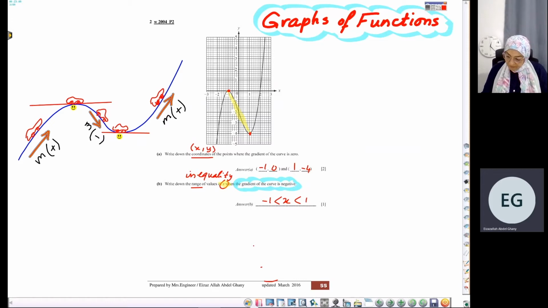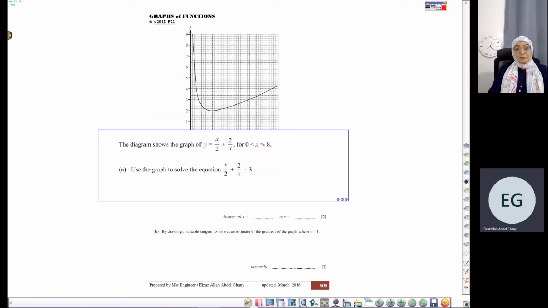The next question, he drew already a function for you. This is the graph of a function, which is a reciprocal function. There is the y-axis as asymptote. It approaches the y-axis but never touches it because x is in the denominator. So the diagram shows the graph of y equals x over 2 plus 2 over x for x from 0 to 8. Use the graph to solve the equation x over 2 plus 2 over x equals 3.